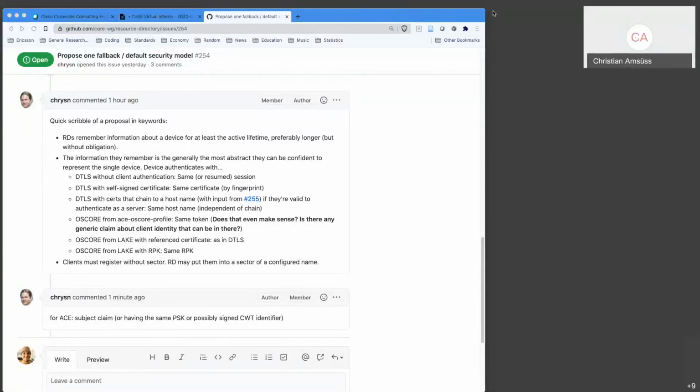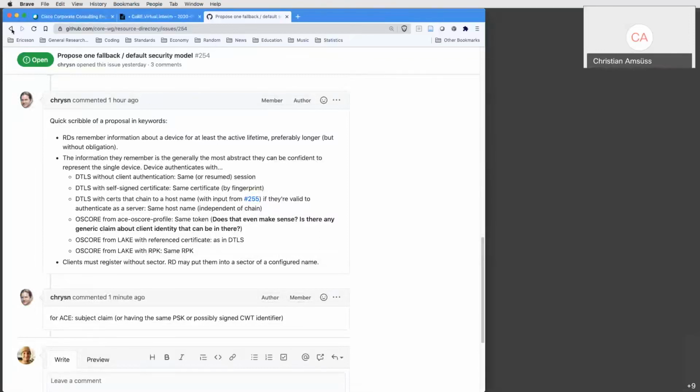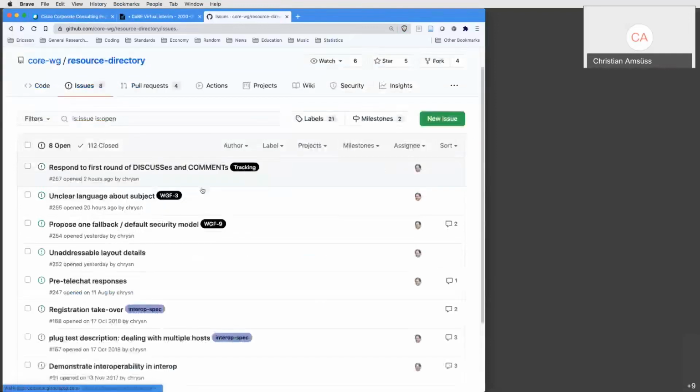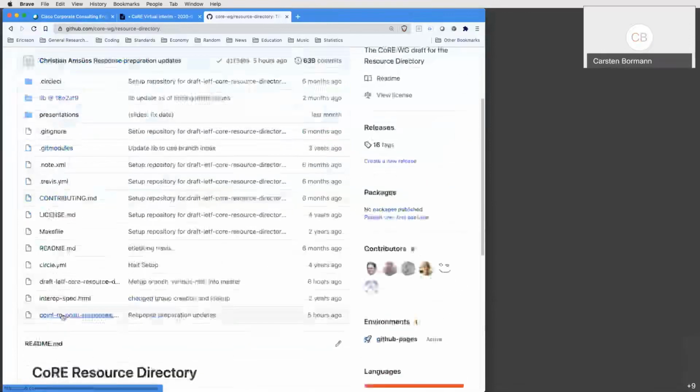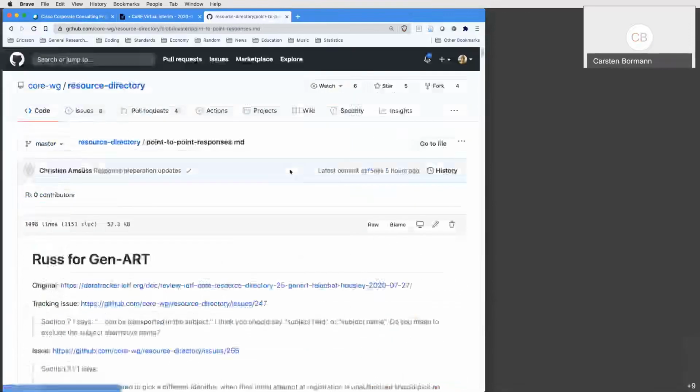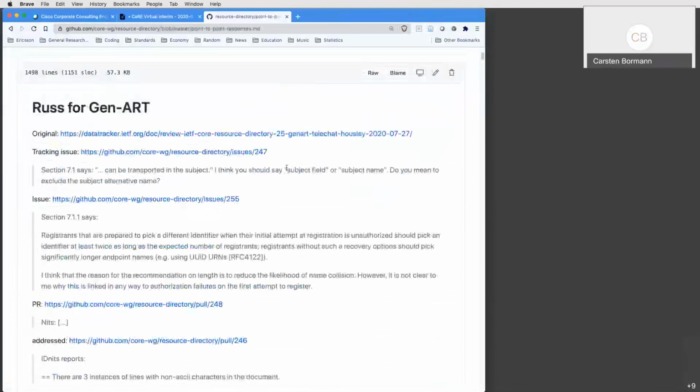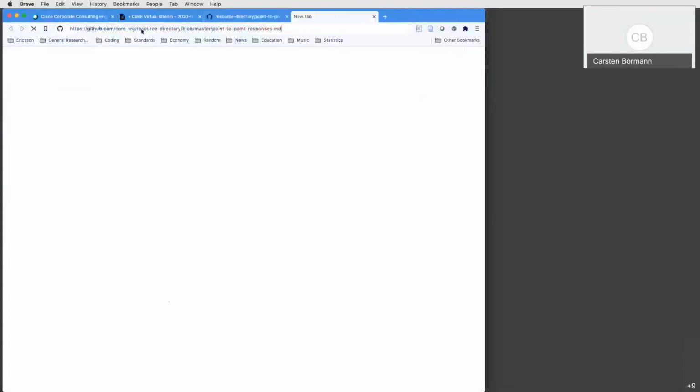I don't think that we have any other item on the issue tracker with feedback level 9, so I'd go to the Reimer, please switch to the point-to-point response document. So I'm not yet entirely sure I understand this list. So essentially, you are defining some default comparisons that establish that the identity hasn't changed.